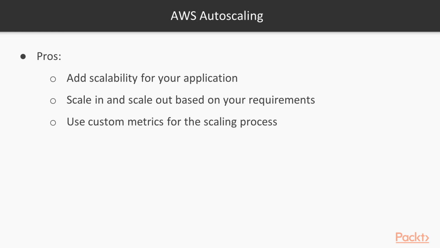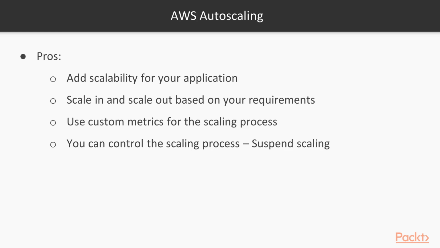You can also use custom metrics for the scaling process. So you have inbuilt metrics such as CPU utilization in order to scale in and scale out. But you can use your own function level metrics for the scaling process as well. You can control the scaling process. So let's say you want to suspend scaling. Maybe you want to troubleshoot a virtual server.